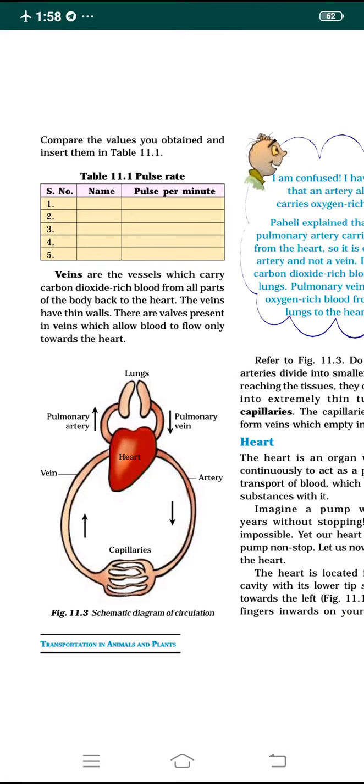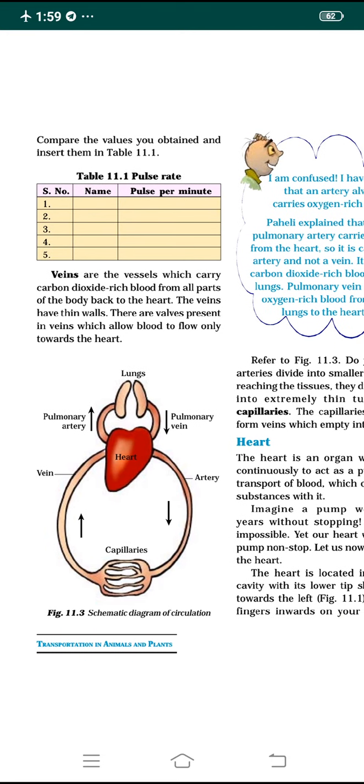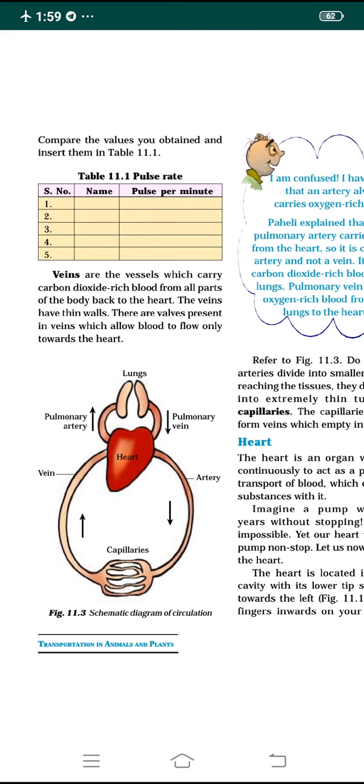Now let's move on to the next concept, that is veins. As we discussed the arteries in the previous class, let us discuss the veins. Veins are the vessels which carry carbon dioxide rich blood from all parts of the body back to the heart. This is impure blood, the blood which is mixed with carbon dioxide. Whatever carbon dioxide is produced from the cells, these veins carry it from all parts of the body back to the heart.